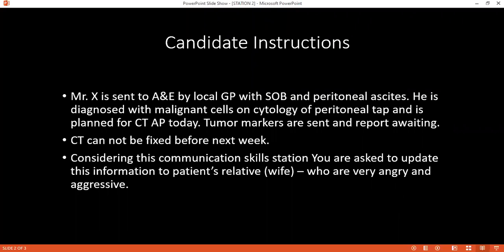Oh, okay. Can you tell me, doctor, what was the result? Yes, I'm glad to help you. Your husband, Mr. X, came here short of breath. He was quite breathless, and he was having tummy fluid. We drained some fluid and sent it for analysis. Some of the tests have come, and some are awaited. And unfortunately, one of the tests is showing some nasty cells, cancer cells, in the fluid.